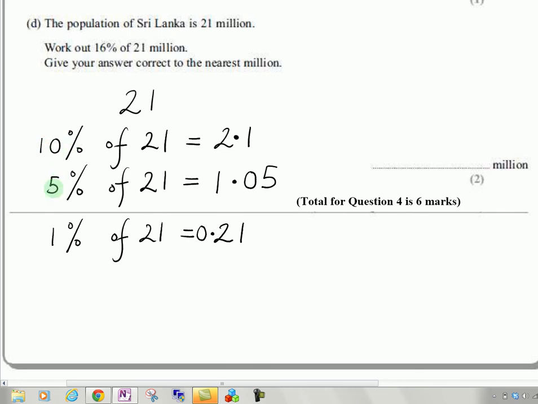10%, 5%, and 1%. If you add them all up, you actually have 16%. So I have to add 2.1, 1.05, and 0.21 all together. Let's set it out properly. To add decimal numbers together, we must line up the decimal point.